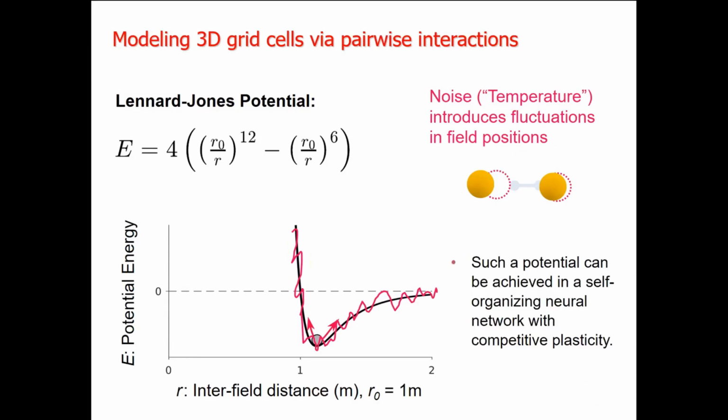And it turns out that such a potential, or a similar type of potential, can be achieved in a self-organizing neural network with competitive plasticity, because the question that we're often asked is, this is a phenomenological model, but can you realize it in a more mechanistic neural network? So the answer is yes.